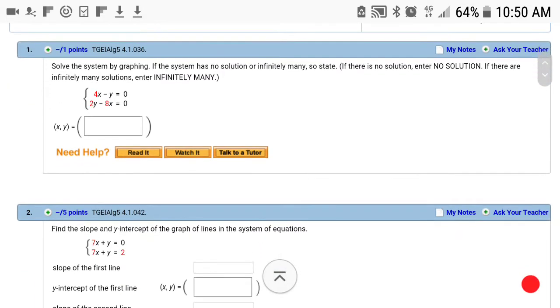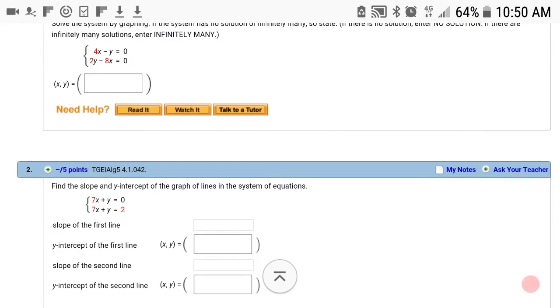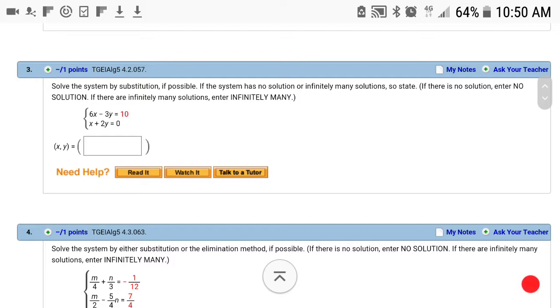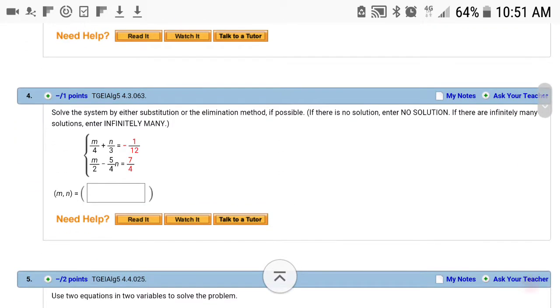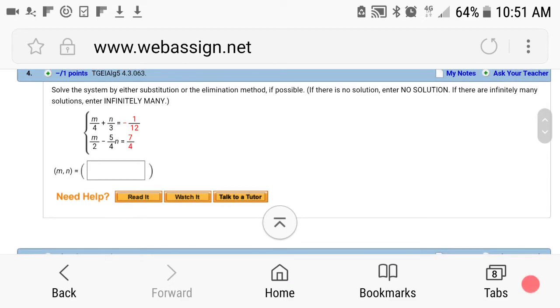So when you solve systems of equations in Chapter 4, you will need to know which method you're using. There's the graphing method, there's the substitution method, or there's the elimination method. And you'll need to use the method instructed by the problem to get full credit. Remember, these ones that have fractions like this, you would go ahead and multiply by the least common denominator so that you can get those fractions out of there. That would be your first step.